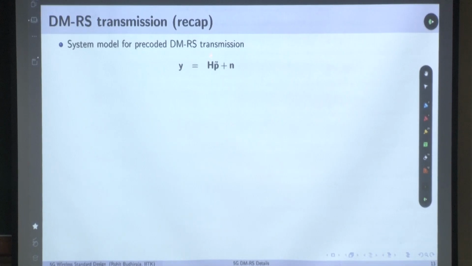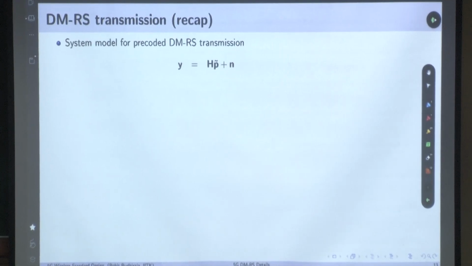So the system model for pre-coded DMRS transmission looks something like this: y is equal to h p tilde plus n. We are talking about the DMRS phase, and now this is HVP plus n. We are pretty comfortable with this system model, and we call this HV as h tilde. This is the pre-coded channel, and we know that the dimension of this channel has reduced considerably, because the precoder allows us to do that.